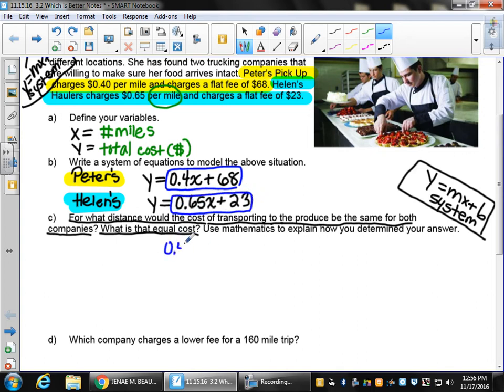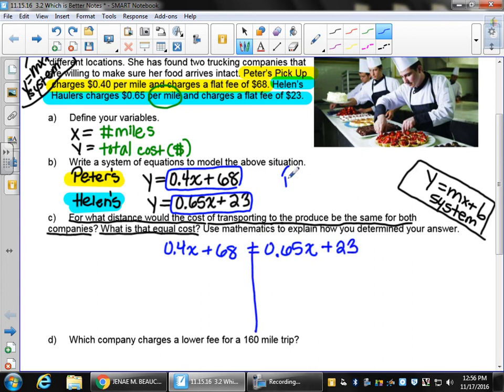So 0.4x plus 68 equals 0.65x plus 23. Being able to set up this equation is a special case because this is a break-even system, just by how it's written, because they both say y equals, y equals. This is the only time you can just directly set this up, one equal to the other.